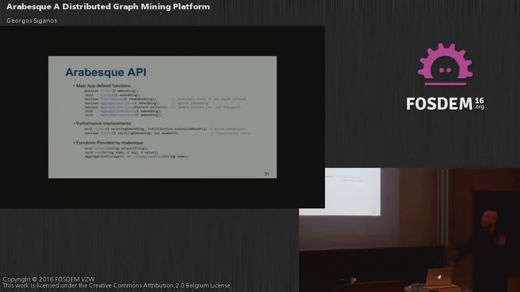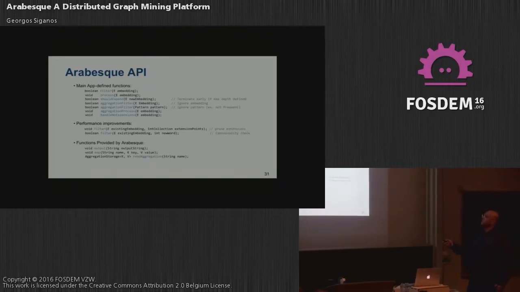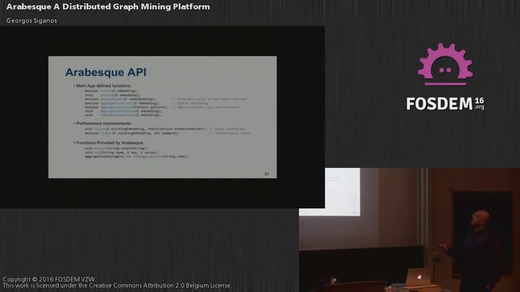Now, the full Arabesque API is the one I described here. You have the Boolean filter, which just returns true or false. You're doing the process, okay? The shouldExpand, which basically terminates early if you pass some maximum depth. The aggregation filter, based either on embedding or on pattern, in order to do the pruning. The aggregation process, if you want to do something if it passes the filter. And handleNoExpansion, because in some cases there's nothing to do, and maybe you want to be able to do something in the case you have no expansion.